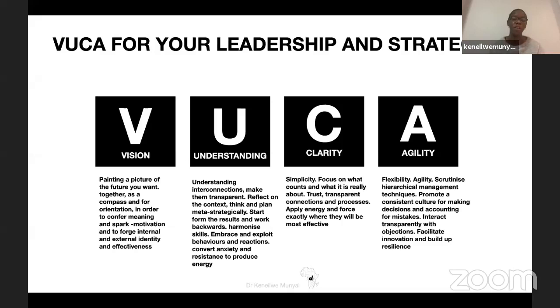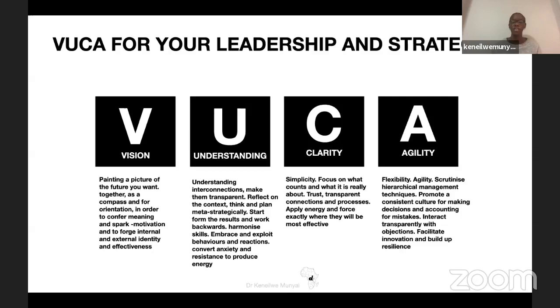So when we reframe the VUCA world, it's about creating a vision, painting a clear picture of the future you want, and then understanding the connections and making them transparent. And then the clarity is about simplicity, focusing on what counts and what it is really about. So what do you want to achieve? And of course, trust is one key element of this, and transparency as well. And then flexibility and agility. It's important to be flexible, because things are changing so quickly. Being able to adapt and change is quite important.